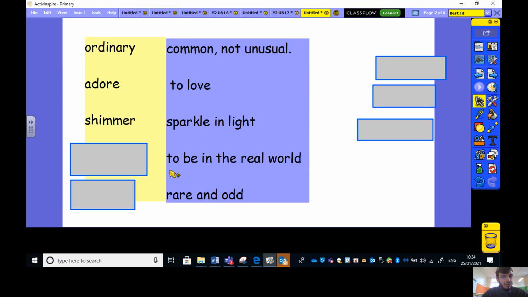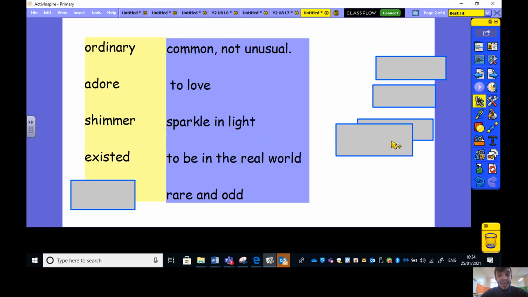When I say something's in the real world or it lives in the real world, what word am I going to be revealing here that we learned yesterday? So I could say, Jedis do not live in the real world. I could say they do not. Well done if you said existed or exist, okay? To exist means to be alive, to live in the real world.